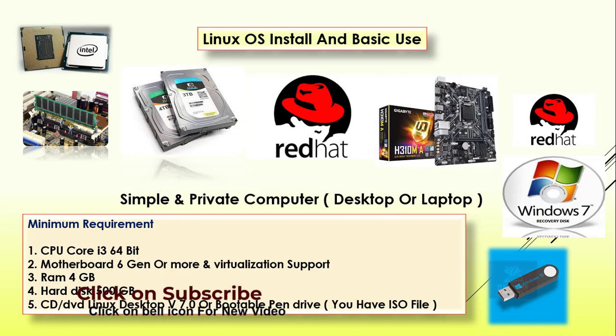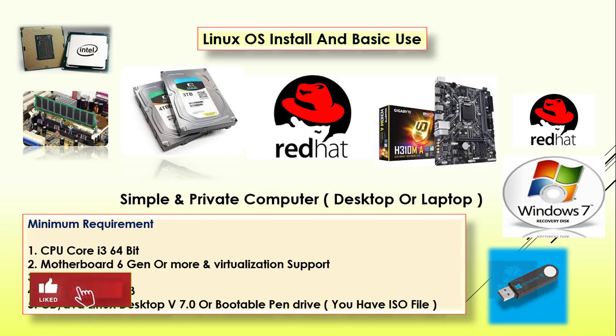So you have first a CD DVD drive, like a Windows 7 CD DVD. Second, if you have no Red Hat Linux CD DVD, you can create a bootable pen drive. With the bootable pen drive you can install the operating system. You first need the ISO file, and how to download the ISO file I already told you in the technical tips video. And how to create a pen drive, I already made a second video.